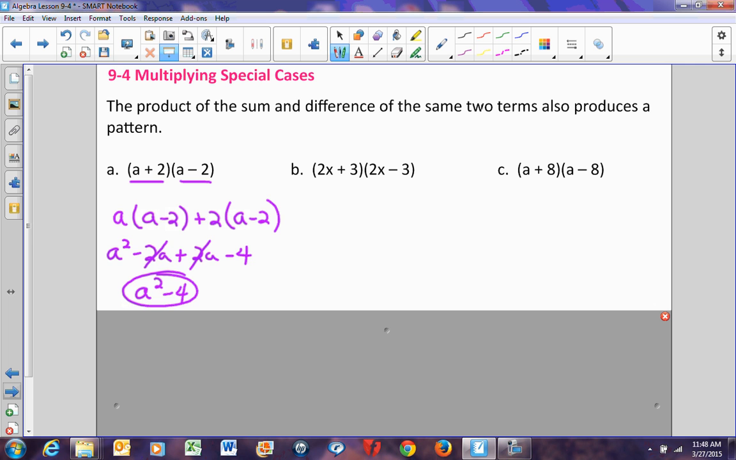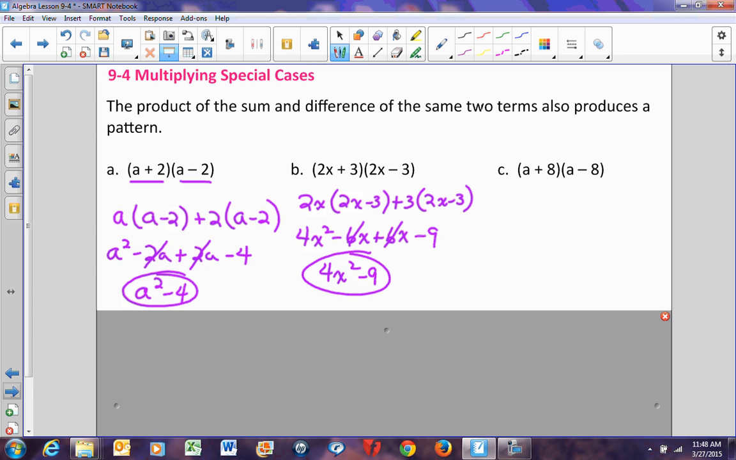We have 2x plus 3 times the quantity 2x minus 3. That gives me 2x parentheses 2x minus 3 plus 3 parentheses 2x minus 3. So that gives me 4x squared minus 6x plus 6x minus 9. Again, the middle term cancels out: 4x squared minus 9.